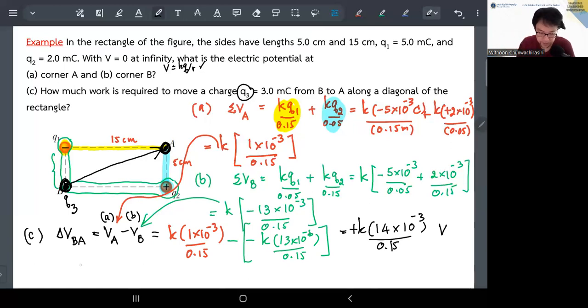Now, the final step: how much energy do I need? So the energy supplied must be equal to the work that you need to go through, right? You want to have the work done. You have to bring the charge Q3 from B to A. So the amount of work done, you just take the charge Q3 and multiply by the potential difference between the two. That is the amount of energy required for you to move between two points. Cool. All right. And that's it, guys.